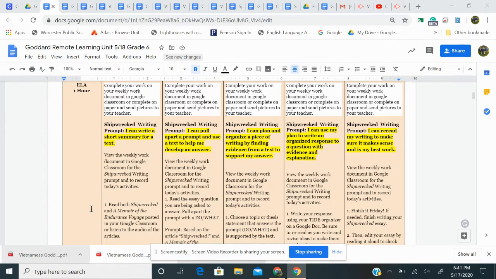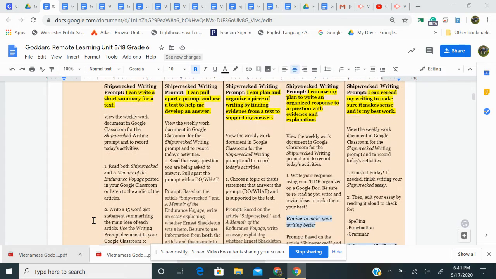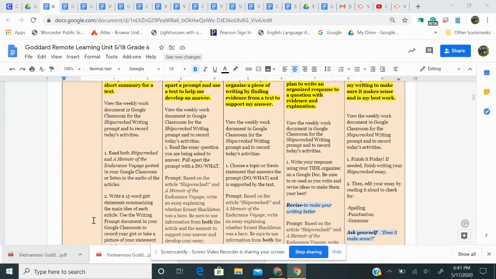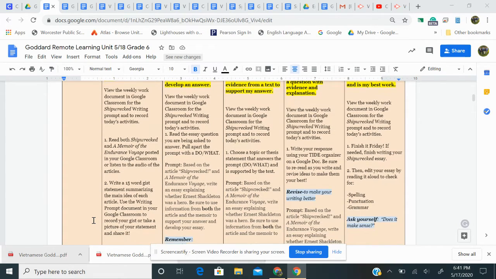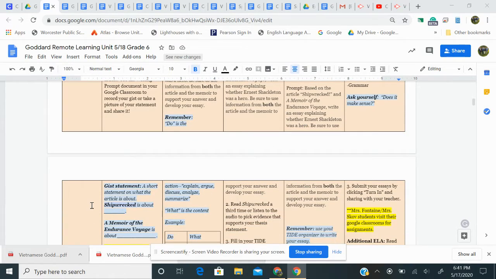1. Read both Shipwrecked and A Memoir of the Endurance Voyage posted in your Google Classroom or listen to the audio of the articles. 2. Write a 15-word gist statement summarizing the main idea of each article. Use the writing prompt document in your Google Classroom to record your gist or take a picture of your statement and share it. And remember, a gist statement is a short statement on what the article is about. Here's an example. Shipwrecked is about, a memoir of the Endurance Voyage is about blank.